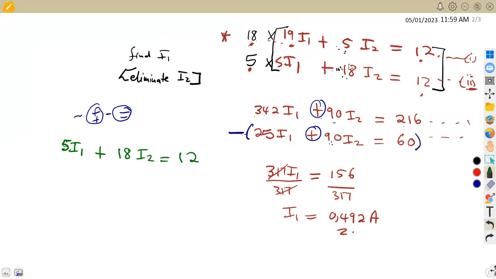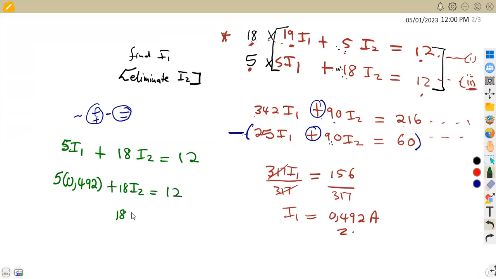So from this second equation, I can substitute any equation of your choice, guys. All right. So you have I1, which is 0.492. So you can substitute in this case. That is going to be 5 times I1, which is 0.492. So you can multiply these two, which is fine, or you can just leave it like that so that you simplify everything at once.